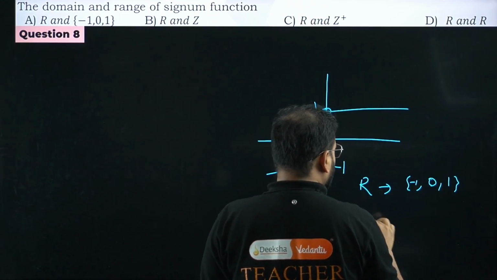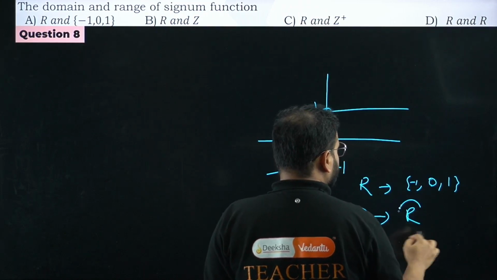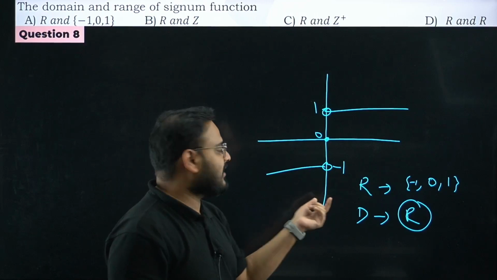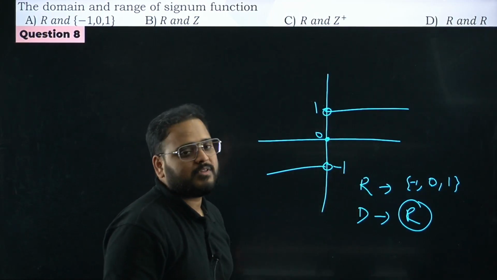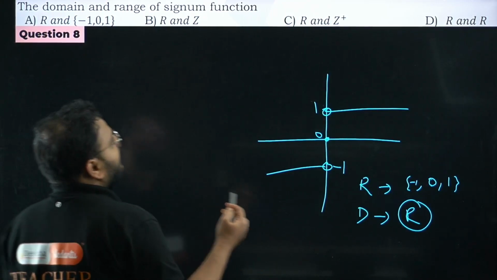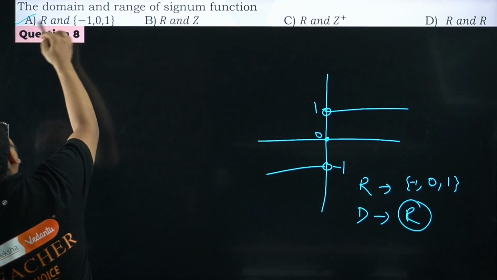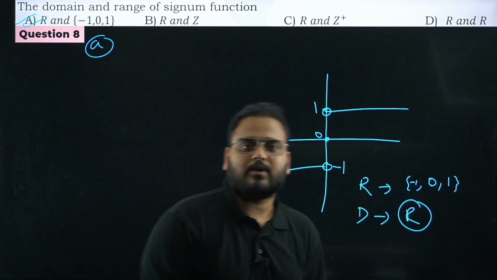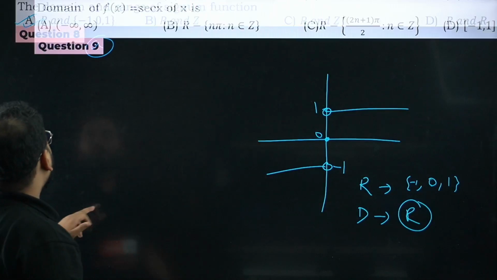Right? And your domain is all real. Is all real. Correct? You can take any real number. Answer will either be 1, minus 1 or 0. What is the answer, sir? Your answer is, bacha, option number A. Please check. All real and minus 1, 0 and 1. Option A is correct. Again, move on to question number 9.